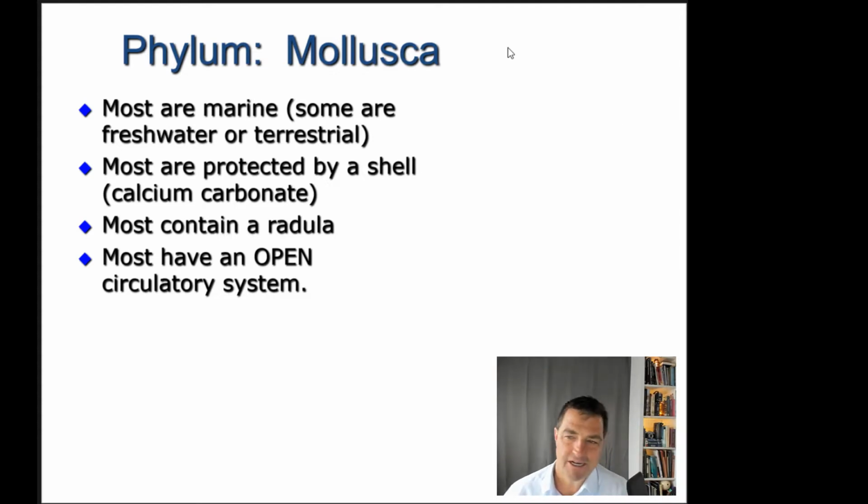The phylum Mollusca includes things like snails and clams and that sort of thing. Octopus are in this group, squid, cuttlefish, so several things in the phylum Mollusca. So most of them are marine, but there are some that are freshwater and there are some that are terrestrial, like if you think about land snails. Snails are a good one. Most of them, but not all, are protected by a shell, a covering. If you think of a snail, once again, calcium carbonate shell.